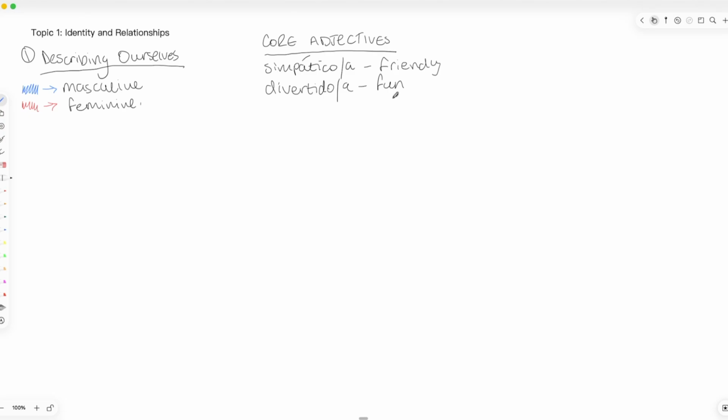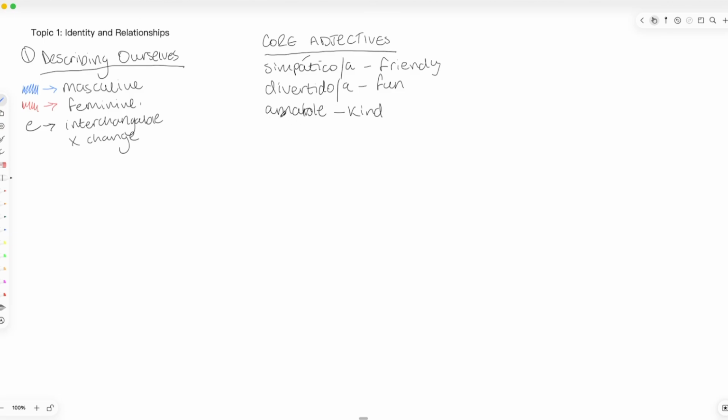He is a fun person. Amable, which is kind. It's quite a nice one to use. Remember, with words ending in E, they're interchangeable. All it means is that it doesn't change, so there's no change whether you're trying to agree with masculine or feminine. And obviously, if you were using the plural, you'd add an S. The same rule applies with words ending in E.